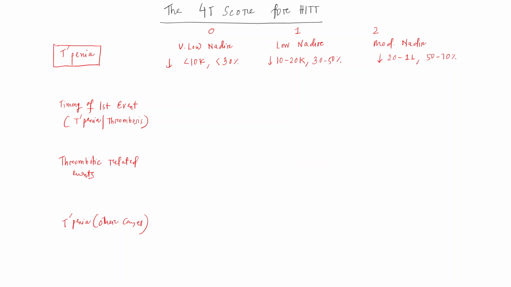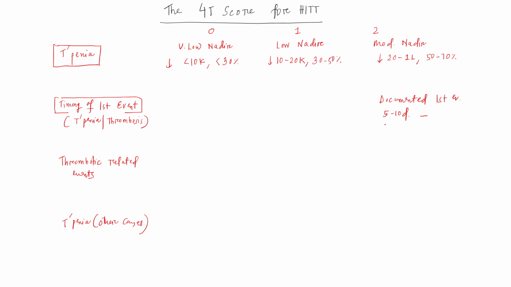Then timing of first event. I have told previously that most cases occur 5 to 14 days, or more likely 5 to 10 days, after starting the heparin therapy. So if there is a documented first event 5 to 10 days after starting the heparin, then it is given a score of 2.